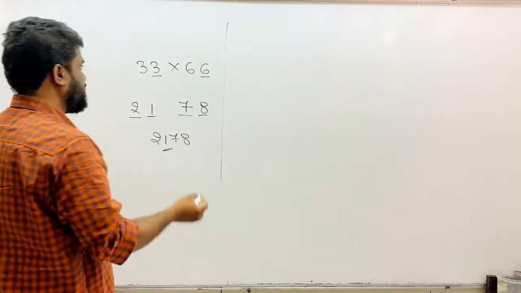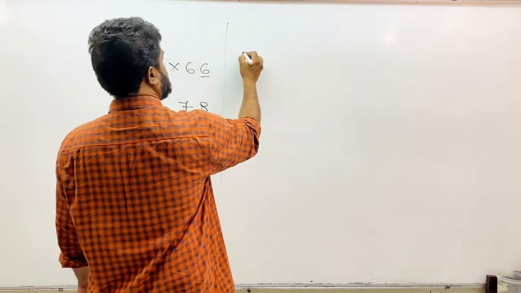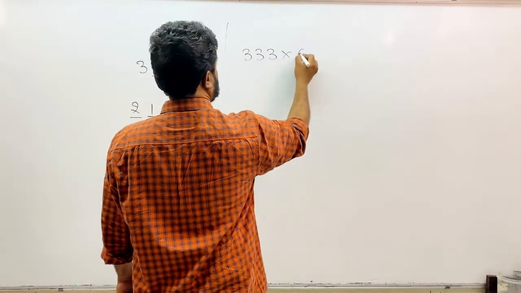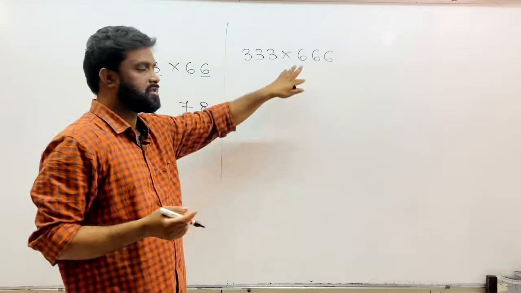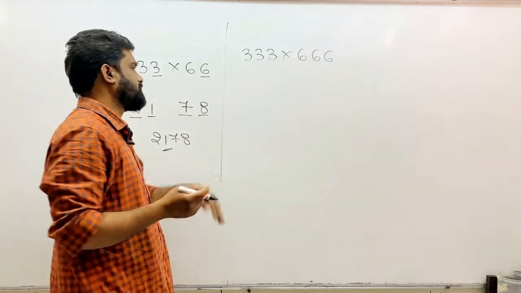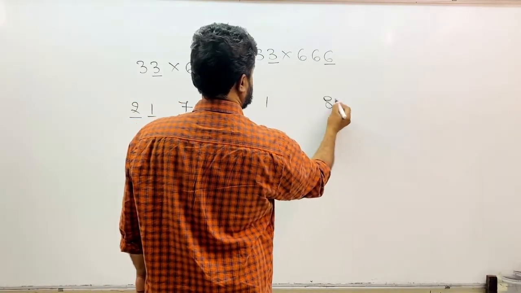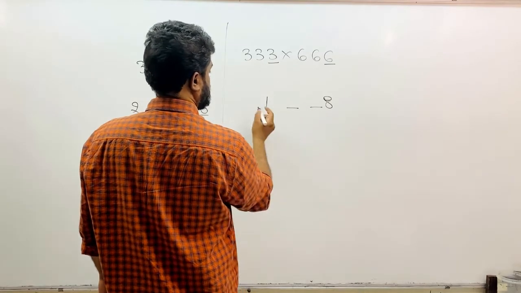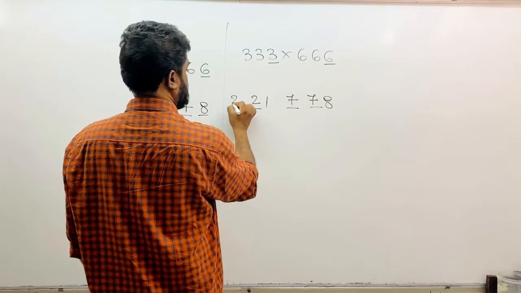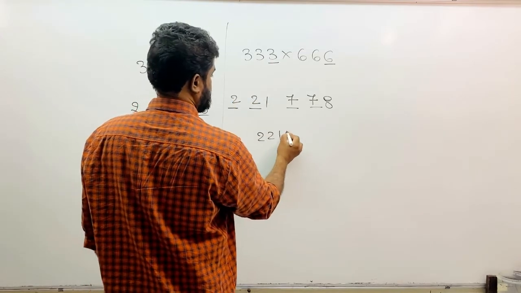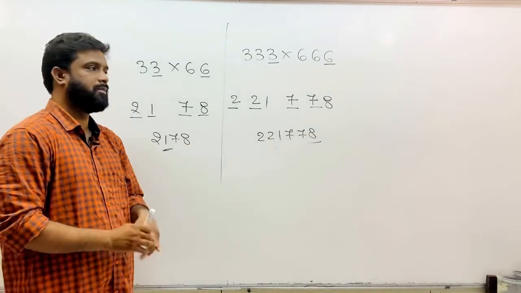So same thing. Suppose I go for 333 into 666. Remember, I am going for equal number of 3s and equal number of 6s. On one side you have 3 3s, on the other side you have 3 6s. So first I write 18 here, 1 8. Next we go for 2 slots here. I write 1 number less here, and on the other side 1 number more. So 221778 will be the answer.